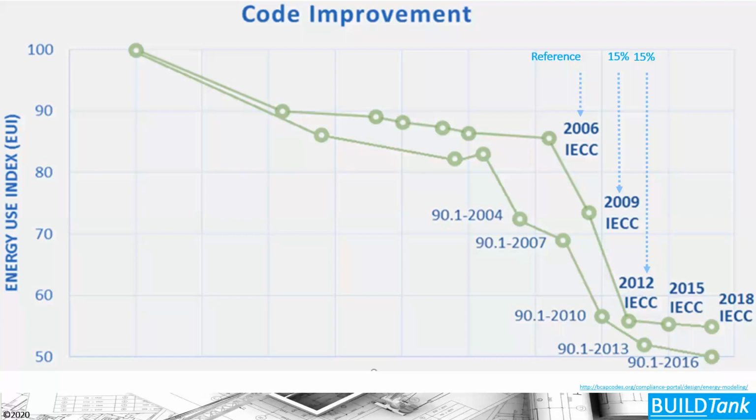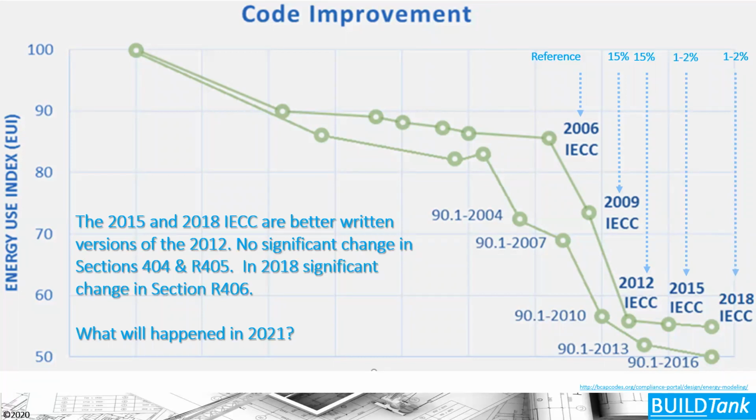Now, from the 2012 to the 2015 IECC, things didn't change much at all. And primarily because people felt that we needed another code cycle to get used to this idea of mandatory testing of our homes. And that carried on again into the 2018 IECC. So what we see with regards to the 2012, 15, and 18 is that the more recent versions are just better written versions of the 2012 IECC. There wasn't much changed, especially in the performance paths of the code.